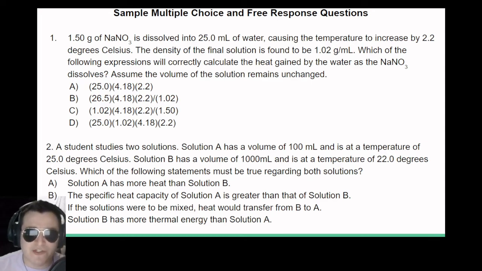We've got 1.50 grams of NaNO3 dissolved, right? We're making a solution, causing the temperature to increase by 2.2 degrees Celsius. Very reminiscent of the enthalpy of solution topic we just talked about a few minutes ago. The density of the final solution is found to be 1.02 grams per milliliter. Which of the following expressions will correctly calculate the heat absorbed by the water as the sodium nitrate dissolves? Remember, as something dissolves, there's that three-step process that is going to be an exothermic process and cause the solution to heat up. Assume the volume of the solution remains unchanged.